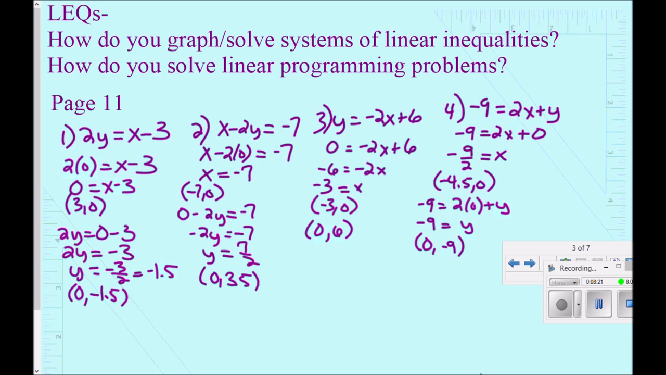The first inequality has an x-intercept at 3, 0, and a y-intercept at 0, negative 1.5. So on that coordinate plane, you need to go ahead and plot those 2 points and then draw in a line. Now, the inequality for that one was originally greater than or equal to. So you'll shade above that line.